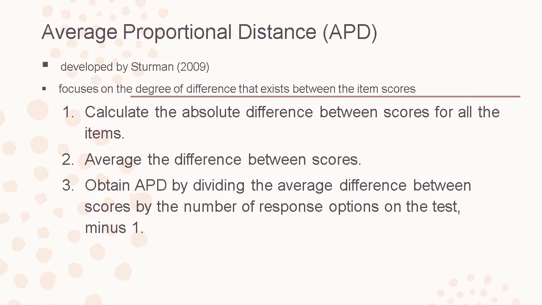Let's move on to the average proportional distance, or APD. This was developed by Sturman in 2009. This focuses on the degree of difference that exists between the item scores rather than focusing on the degree of similarity between scores on items of a test. First, we have to calculate the absolute difference between scores for all the items. Second, average the differences between scores. Third, obtain APD by dividing the average difference between scores by the number of response options on the test, minus 1.